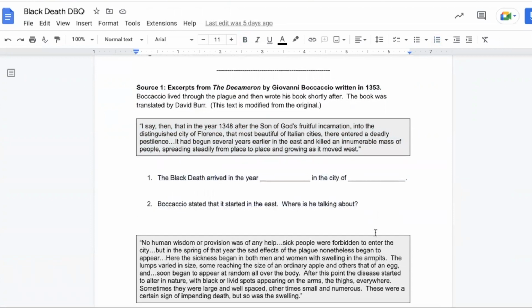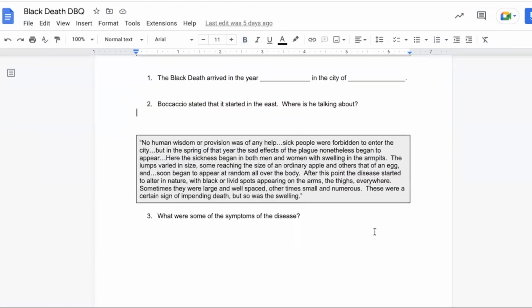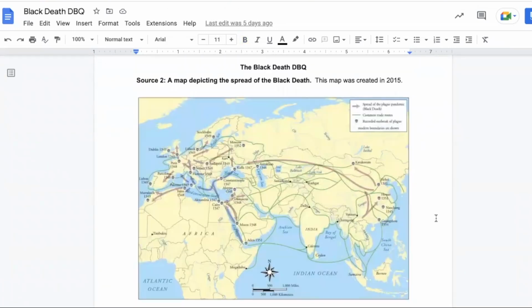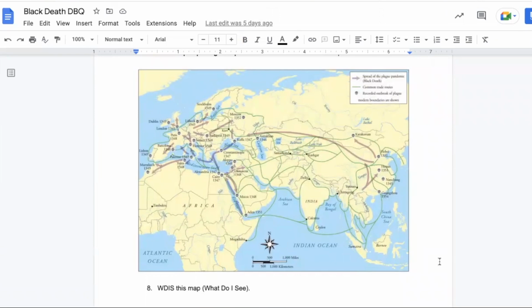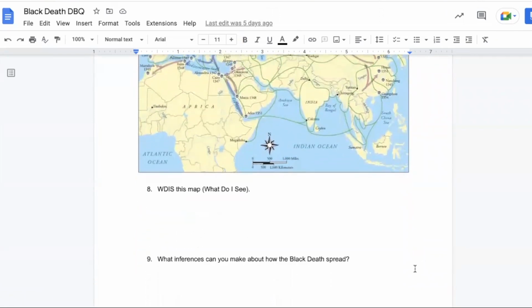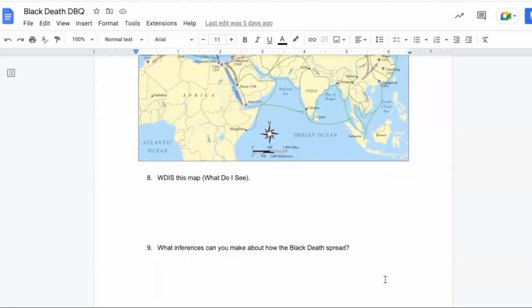If students seem to work through the first one just fine, give them time to work through the second excerpt with their partner before checking back in. The second source is a map showing the spread and the outbreaks of the bubonic plague, also known as the Black Death. Encourage students with their partners to look through and pull out all the information they can from the map and to make inferences about how the Black Death spread.